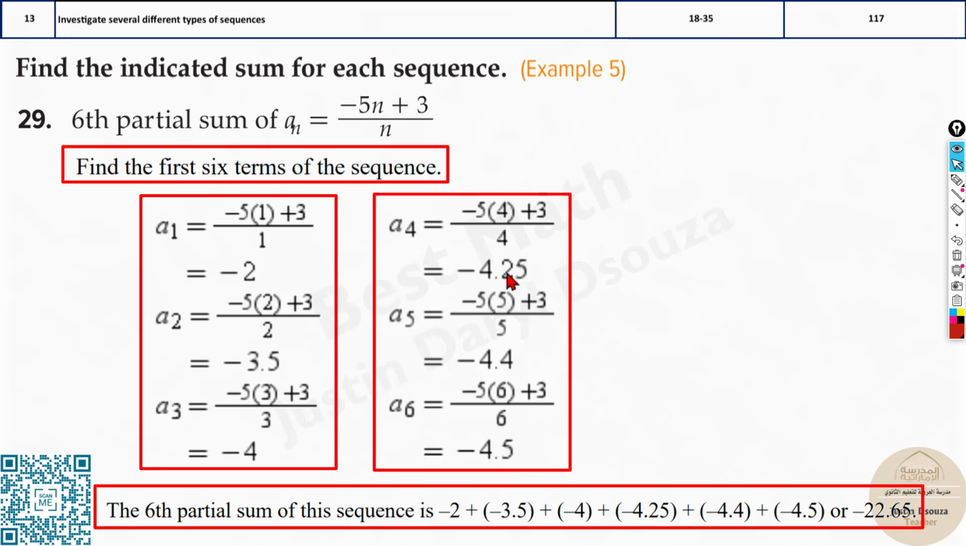See, now here it's minus 2, minus 4.25. Don't worry, just put it in the calculator. You can just put it as plus, even without the brackets it'll work, but it's better to put brackets because they're negative numbers. Or you just have to subtract all of them.